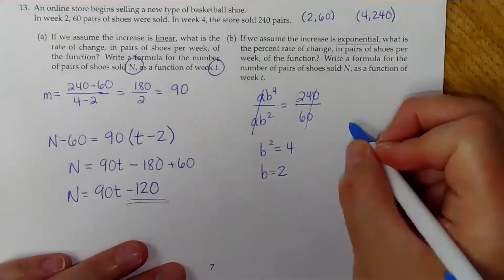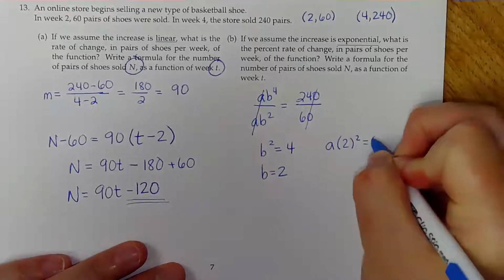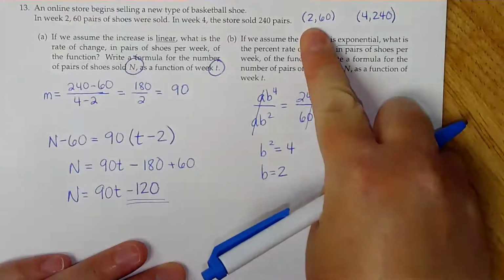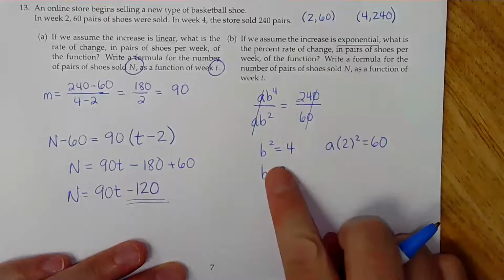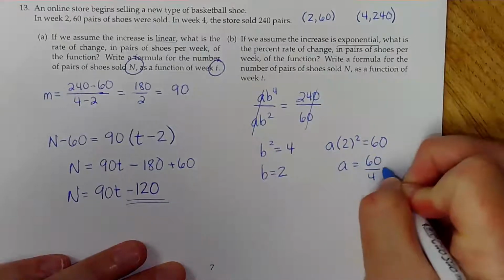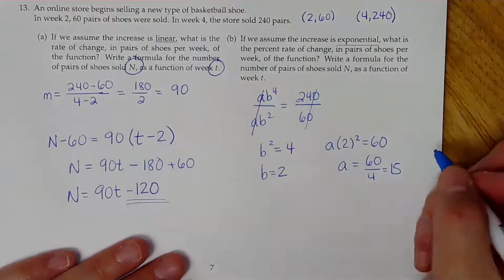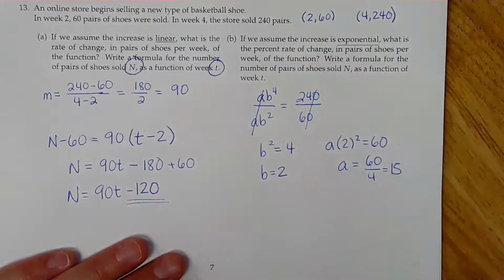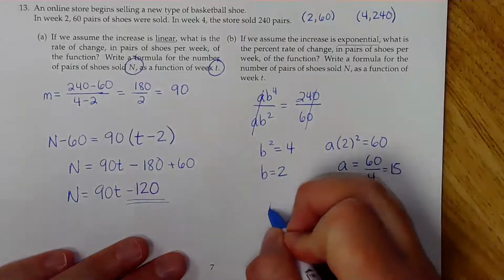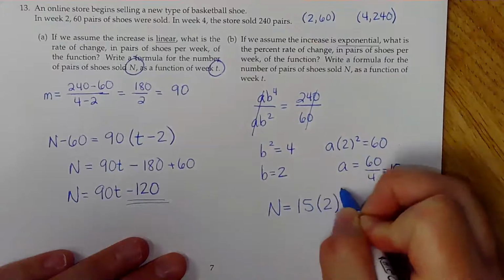So I get A times 2 squared is equal to 60. So I'm plugging that in with this point and my B. A is 60 over 4, which gives me 15. So my starting amount is 15 pairs of shoes according to this model. And my equation here is n is 15 times 2 to the t.